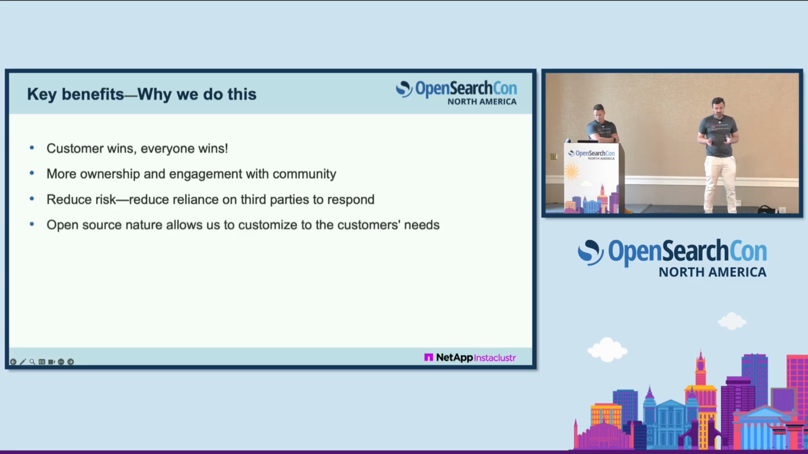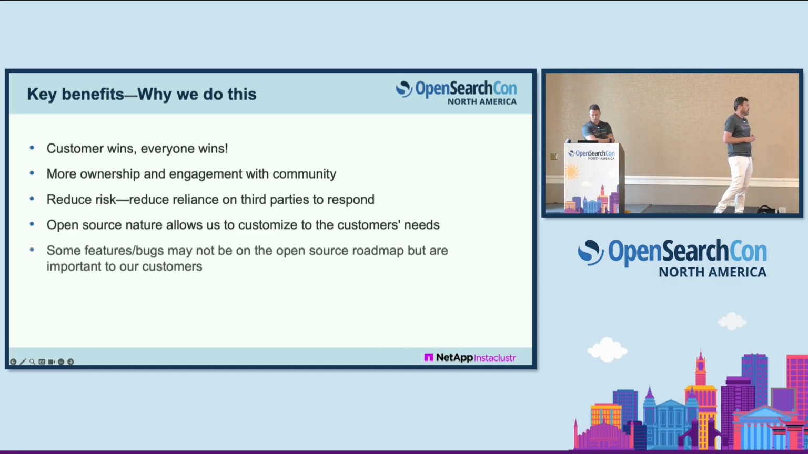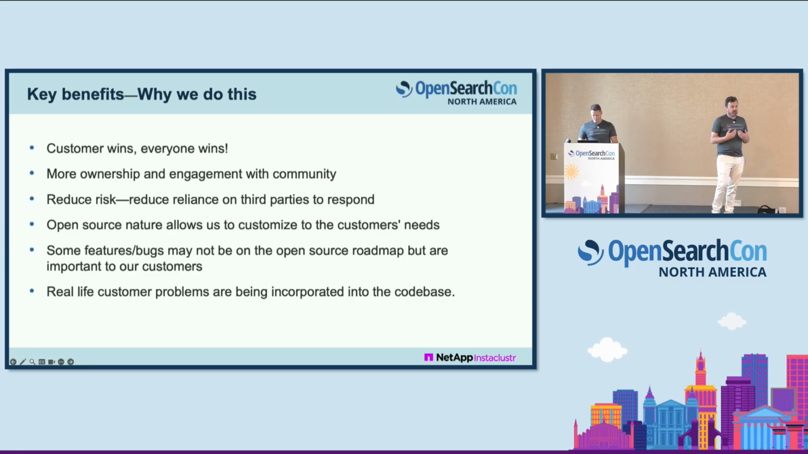The really good thing about open source, I think we all know this, is the ability to reduce reliance on one commercial entity. So we're reducing that risk and reducing the reliance on third parties to respond, which is a really good thing as well. The open source nature of OpenSearch allows us to customize it to the customer's needs, so we can take it and do what we need to do. And some things that might not be on the open source roadmap or a priority for the project can still be important to our customers. So we still have the ability to make that change and make it a priority.